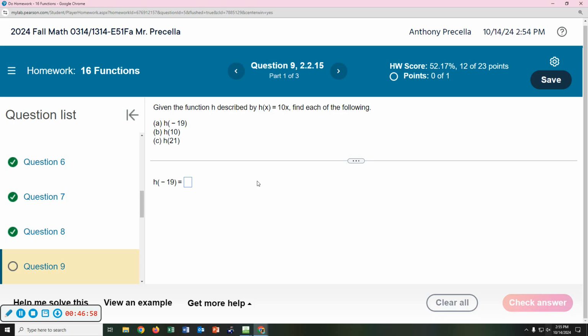Okay, this is number 9. And, oh, I like this. They tell us there are 3 parts to it. They tell us what they all are and what they are right there. So h of x is 10x. They want us to find 3 things: h of negative 19, h of 10, and h of 21.